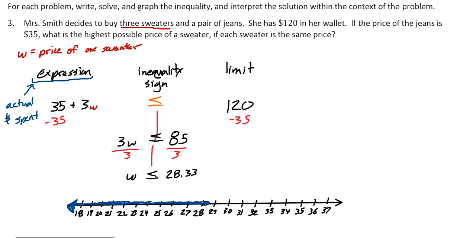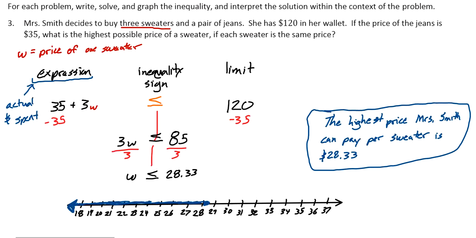Now let's just do the last part where it says interpret the solution within context of the problem. So remember, W stands for the price of one sweater. W must be less than or equal to 28.33. So we'll say that the highest price Mrs. Smith can pay per sweater, so per one sweater, is $28.33.